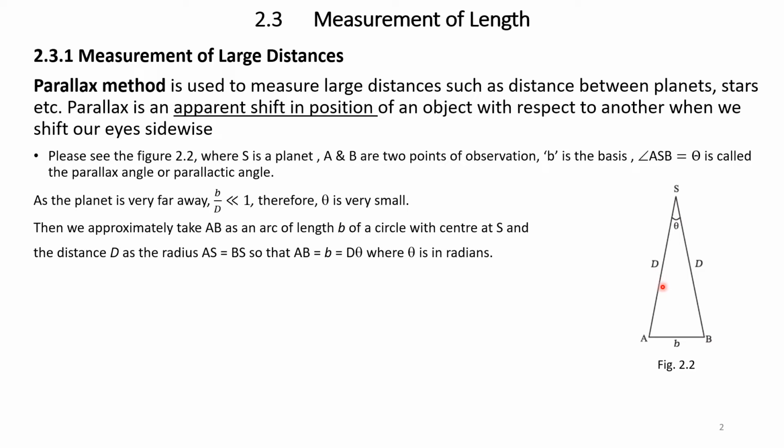So AS will be equal to BS. So this is approximately equal to D. So that AB is equal to b in this formula. AB is equal to b, that is equal to D theta, where theta is in radians. Therefore, D is equal to b by theta.